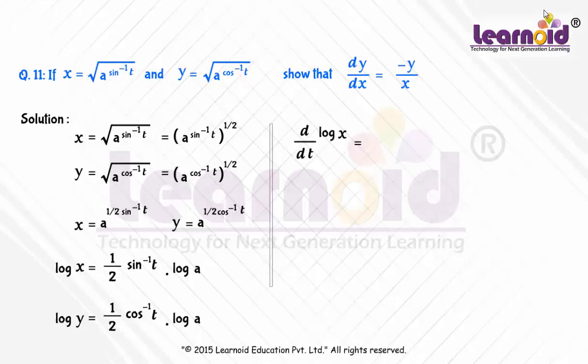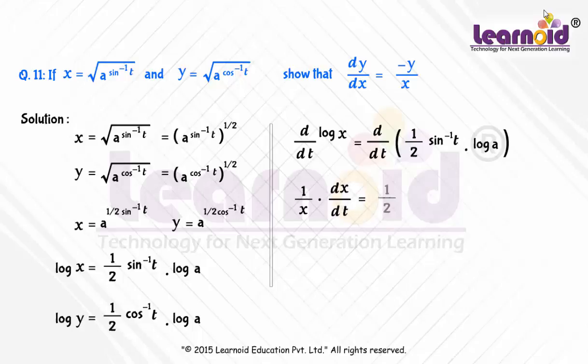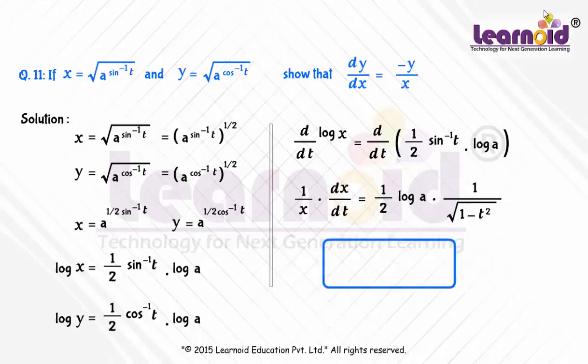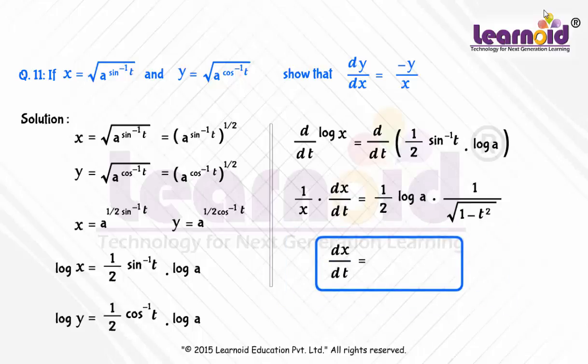Now differentiating with respect to t, we get 1 by x dx by dt is equal to 1 by 2 log a, 1 by square root of 1 minus t square. Or dx by dt is equal to x log a by 2 square root of 1 minus t square.